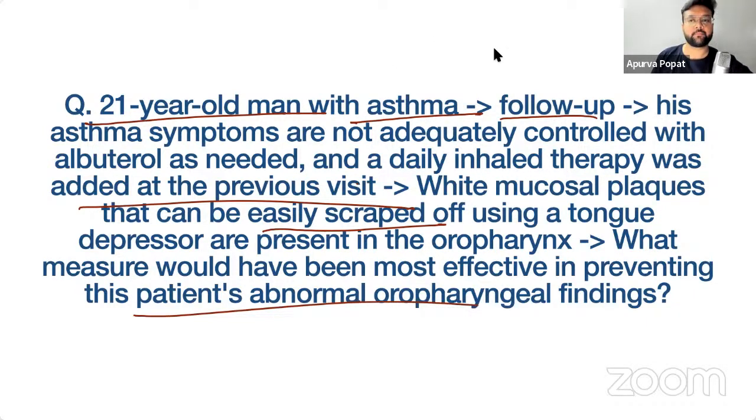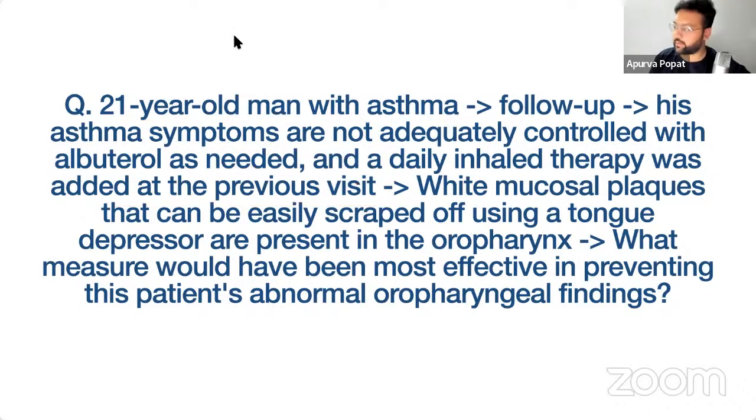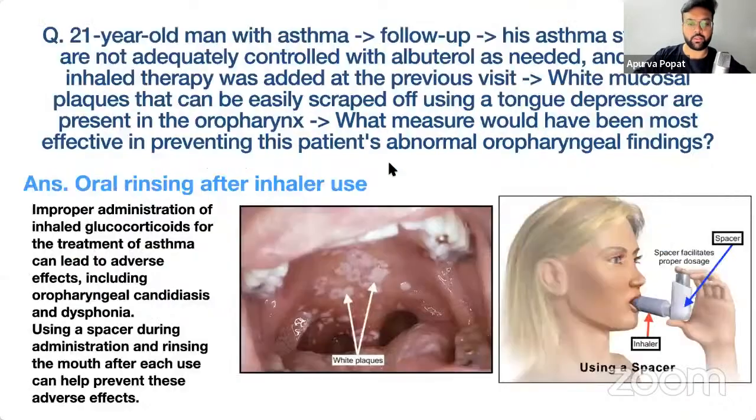Oropharyngeal candidiasis, basically. Perfect. This is oropharyngeal candidiasis. How can you prevent this in patients with asthma? Washing the mouth after using the spacer, or you ask the patient to rinse the mouth. Or what did we add at the previous visit? Inhaled corticosteroids. Perfect. You ask the patient to gargle after the use of inhaled corticosteroids. So this is oropharyngeal candidiasis. You can easily scrape it off with a Q-tip.